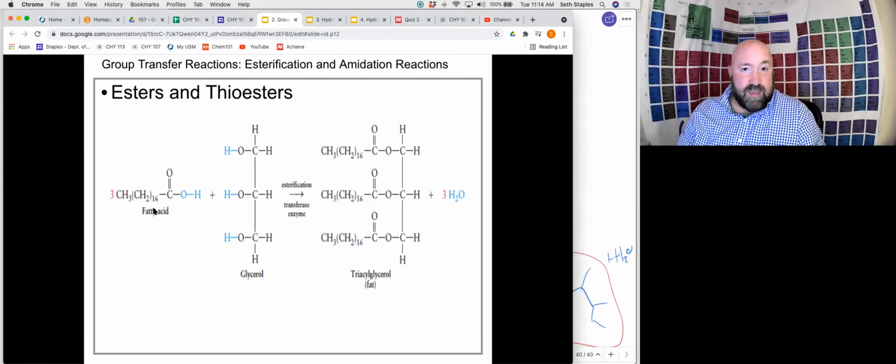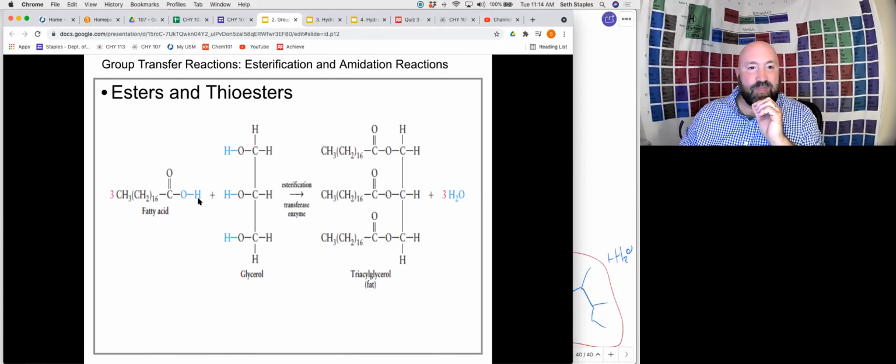Thioesters would be the same thing. Again, just with the sulfur there instead of the oxygen. We see this in the formation of triglycerols in our bodies, the formation of fats. Fatty acids, which are a type of compound we will be talking about later in the course.